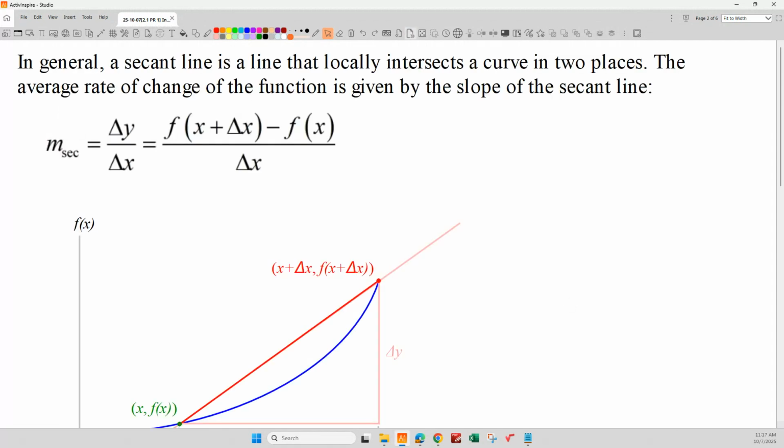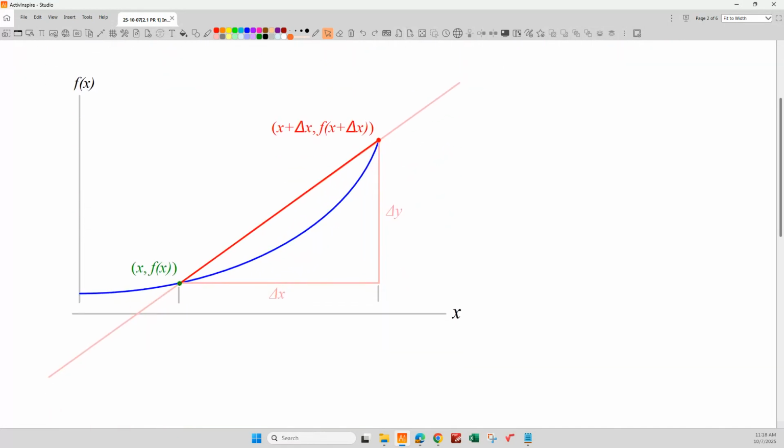Okay, so in math, an average rate of change always corresponds to the slope of a secant line. What's a secant line? A line that locally intersects the curve in two places. Very good. This is different than a secant function. A secant line just means a line that specifically intersects a curve in two places. So for example, the red line is a secant line relating to the blue curve because it intersects the blue curve in two distinct places, right?